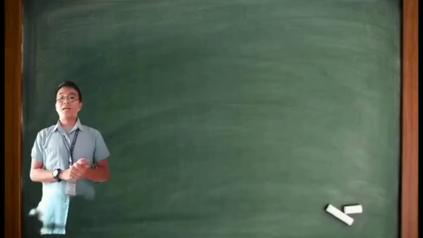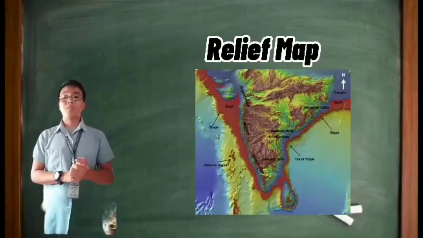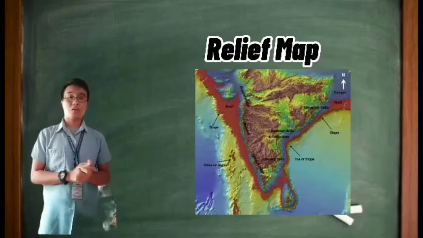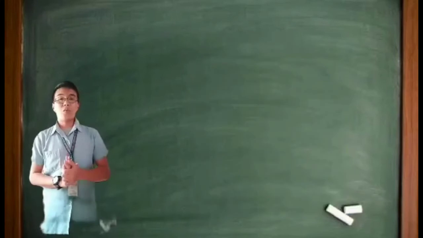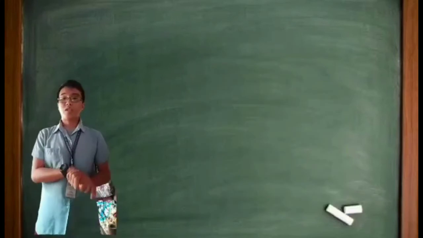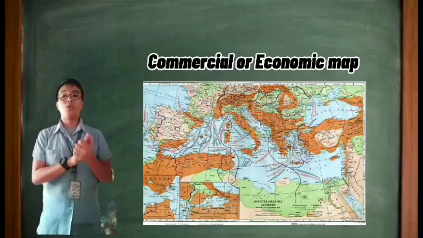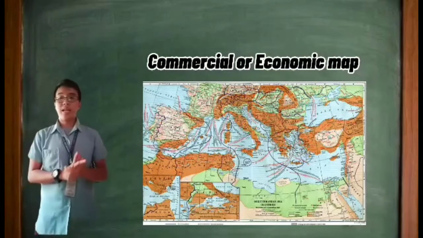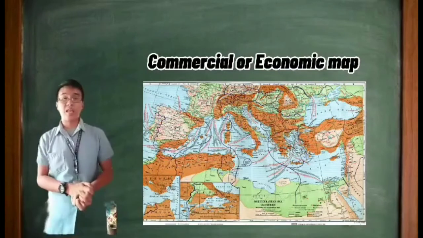Next one is the relief map. It has a three-dimensional representation and shows the contour of the physical data of the earth or parts of the earth. And the third one is the commercial or economic map. It is also called a product or industrial map since it shows land areas in relation to the economy.